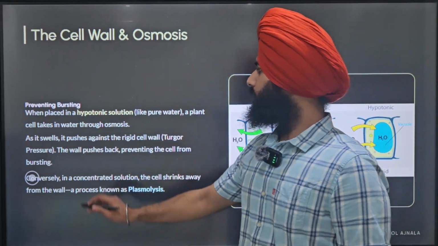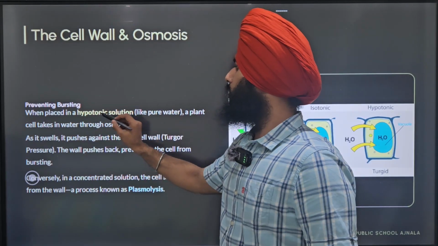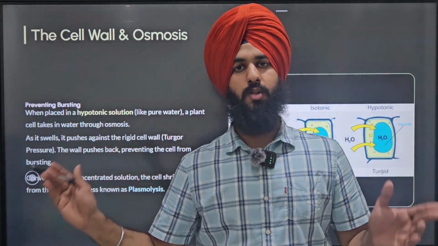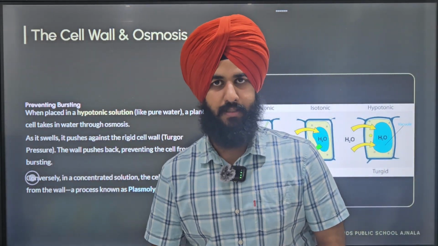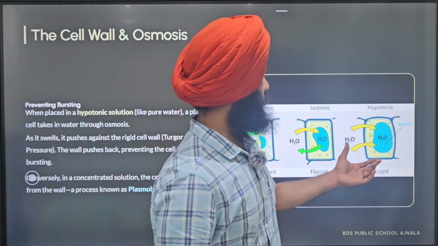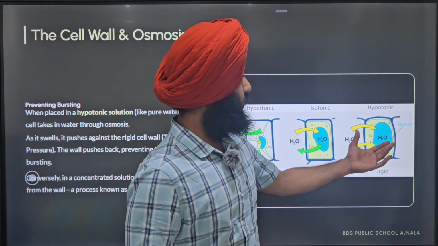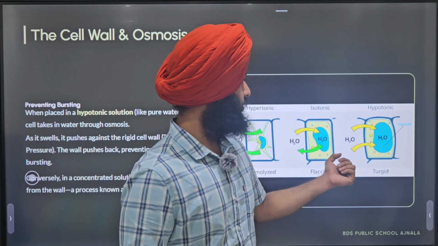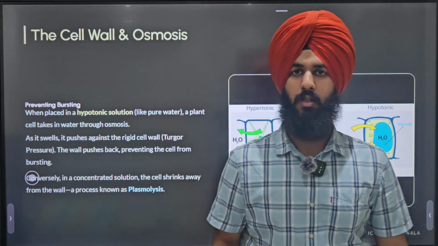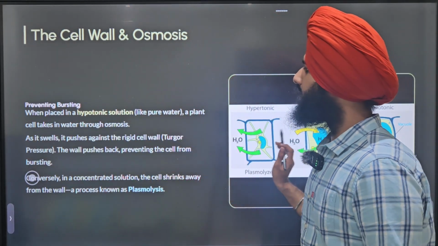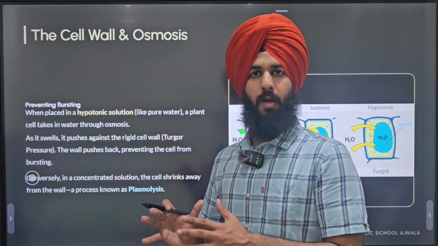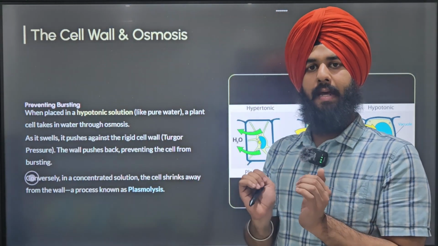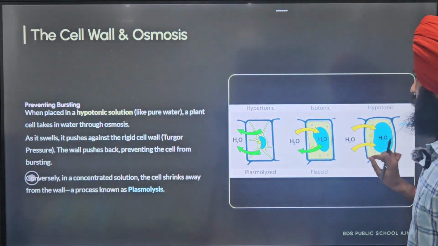In the case of a hypotonic environment, where the concentration of water is higher outside the cell than inside, you can see over here the cell bloats up. It is called a turgid state. It swells up and is still very tightly packed within the cell walls.